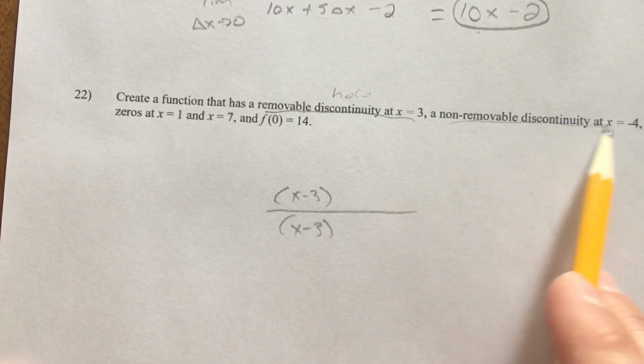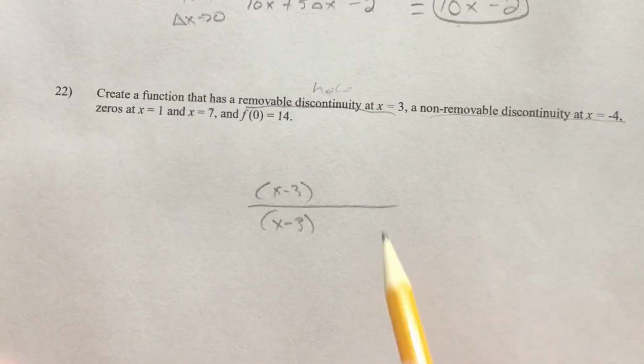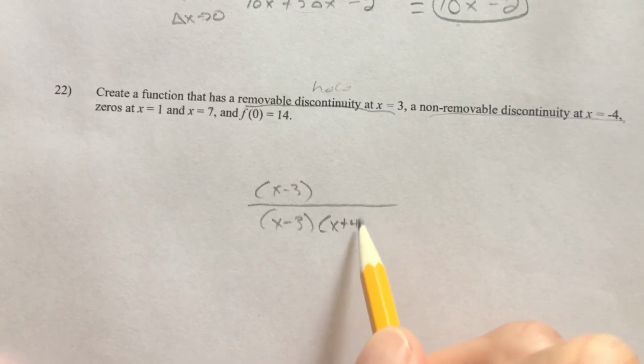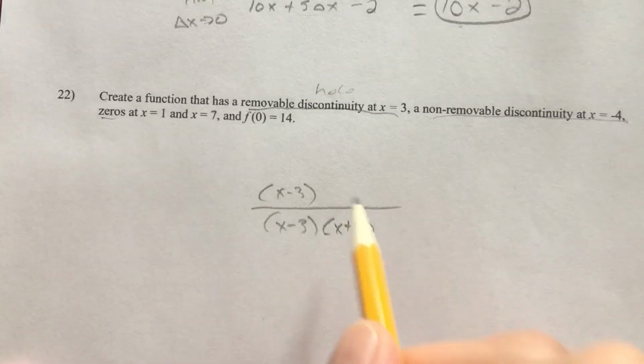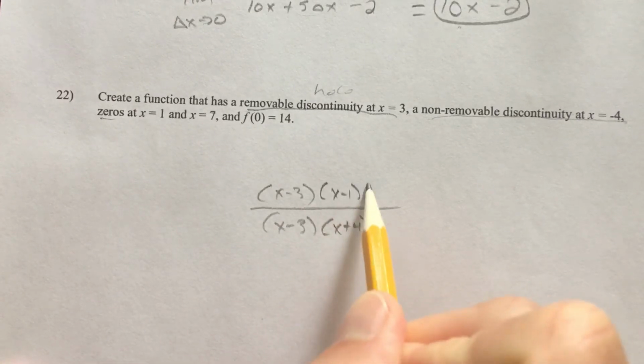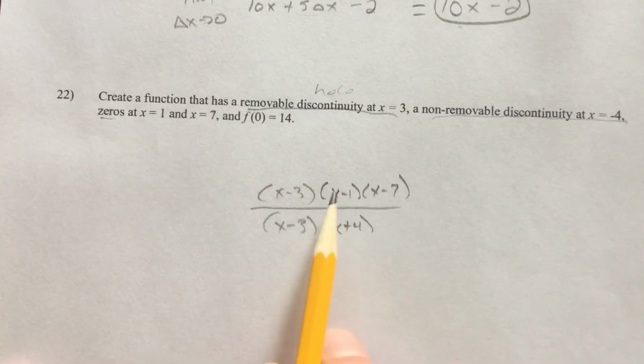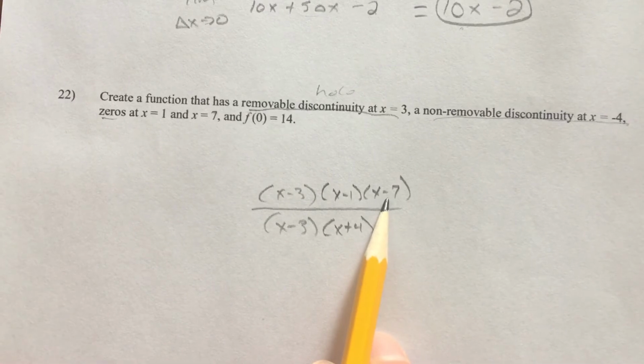A non-removable is more of an asymptote, right? So that means we have an x plus 4 that would be on the bottom. Okay. Zeros are what makes the function equal 0. Those are going to be up on top. So I'm going to have an x minus 1 and an x minus 7 up there.